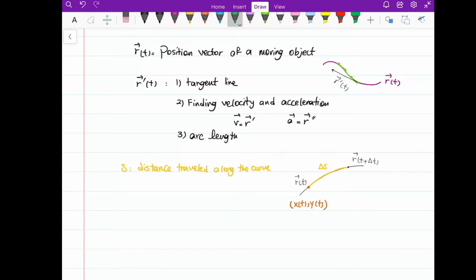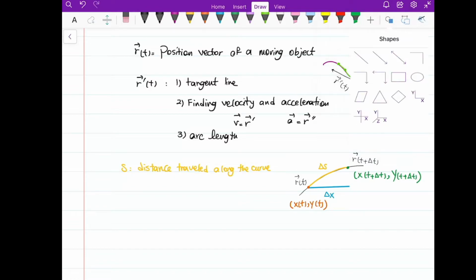Now, if r of t has coordinates x of t and y of t, and r of t plus delta t has the coordinates x of t plus delta t and y of t plus delta t, then when we move from r of t to r of t plus delta t, we have some changes in the x direction and some changes in the y direction. So we're going to have one delta x in here and a delta y in here. So I have a right triangle in here if I make a line in here.